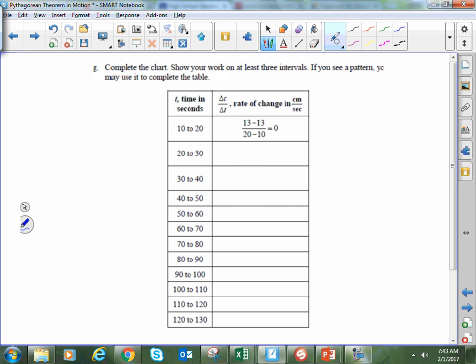We're talking about the rate of change. Now remember, rate of change, in this case delta c over delta t, is what we would commonly refer to in an algebra course as the slope. So anytime you hear rate of change, you need to think, that's looking at the slope between two points.